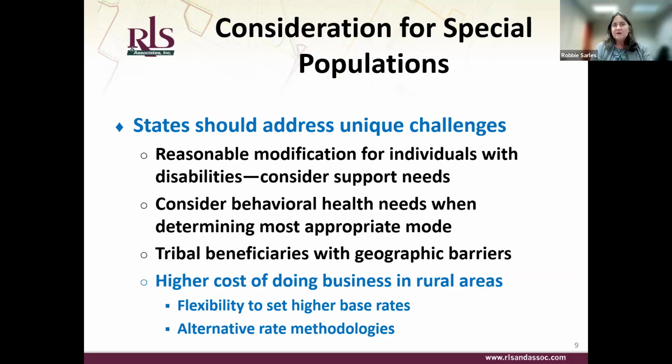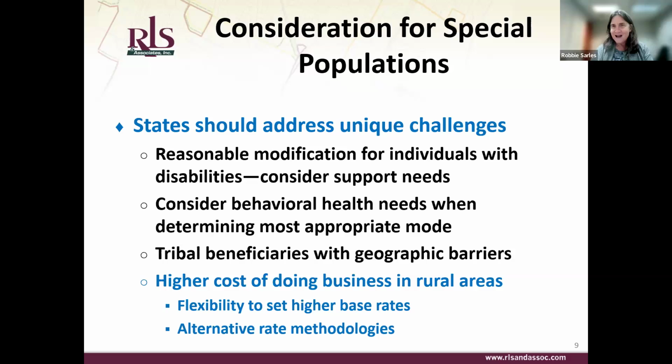It also says the state should address unique challenges. This has been around for a while, but again, one of the things that the guidance did has pulled it all together in one place. It recognizes that not all trips are equal. Not all beneficiaries' needs are equal. And so it does go into some detail about making sure that there are reasonable modifications for individuals with disabilities and that we can consider their support needs when we transport them. This is not new to public transportation. This is what we do on a day-to-day basis. Also, to consider behavioral health needs when determining most appropriate. It also acknowledges that tribal beneficiaries also might have unique needs specific with geographic barriers.